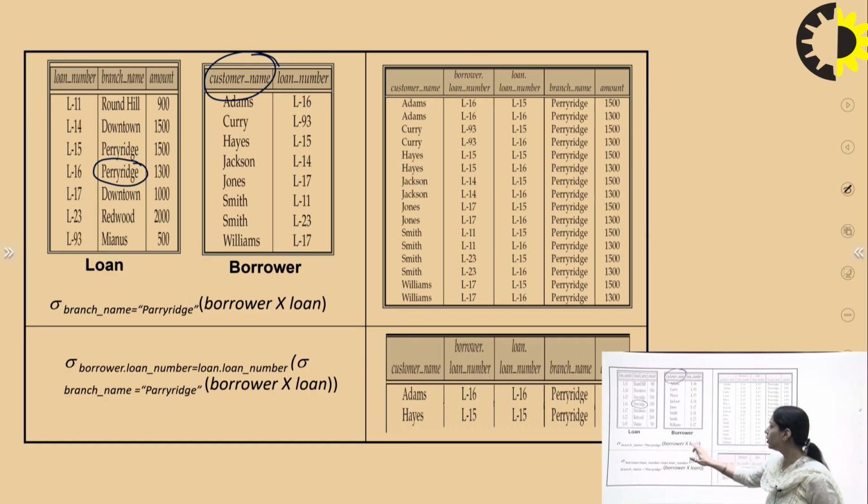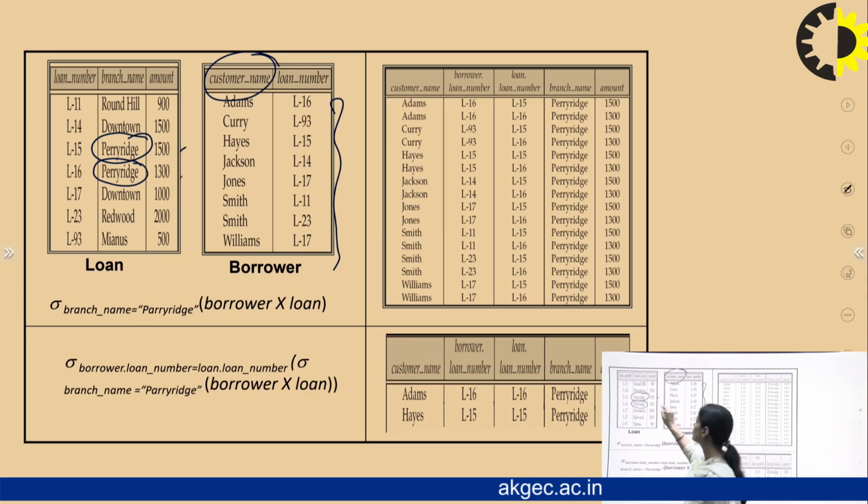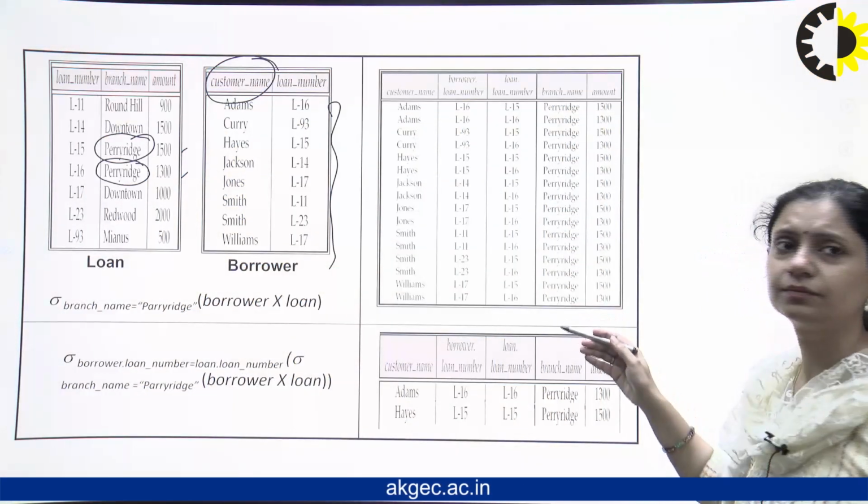Now, when we did borrower times loan, the problem that we faced was that all the records of this were combined with all the records of this and got us this result only with the Perryridge branch. That is, this was a Perryridge branch, this was a Perryridge branch, and all the records of this were combined with these two and we got all these records.